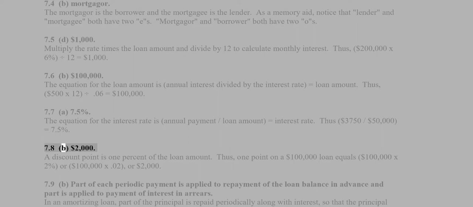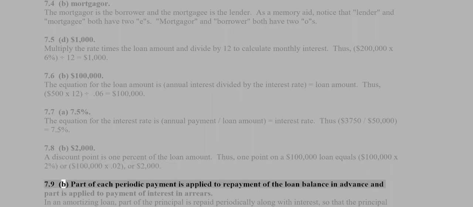7.8 b. $2,000. A discount point is 1% of the loan amount. Thus, 1 point on a $100,000 loan equals $100,000 x 2%, or $100,000 x 0.02, or $2,000.